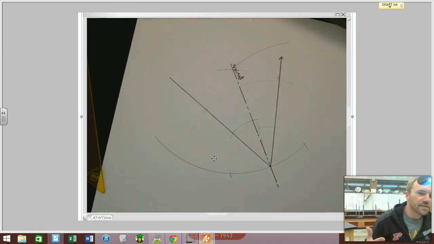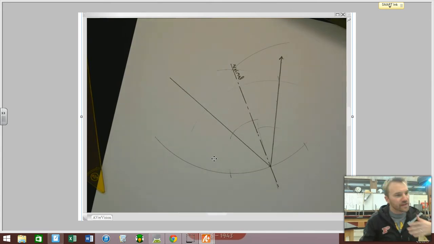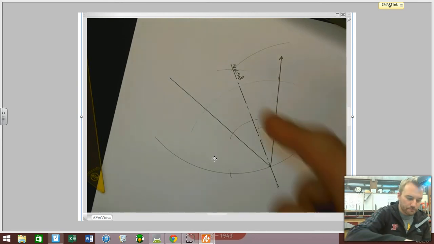So it's not really much different. If you have the center, you can get away from using your compass. You don't need to use your compass. If they don't give you the center, it's really simple to construct a normal.